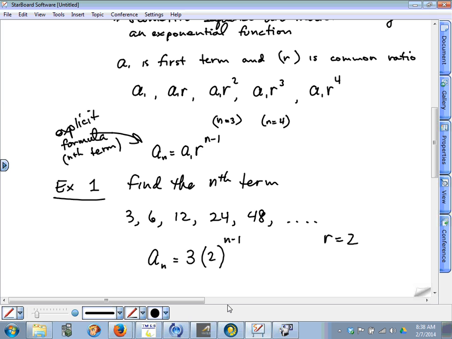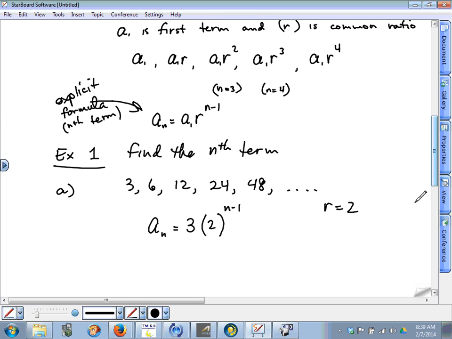Let's just make sure. If n equals 1, 1 minus 1 is 0. 2 to the 0 power is 1. 1 times 3 is 3. Let's check to see if it gives, let's skip around here. What about the fourth term? Would it give us the fourth term of 24? If n equals 4, 4 minus 1 is 3. 2 to the third power is 8. 8 times 3 is 24. So that's the explicit or the nth term for that geometric sequence. Let's try part B.